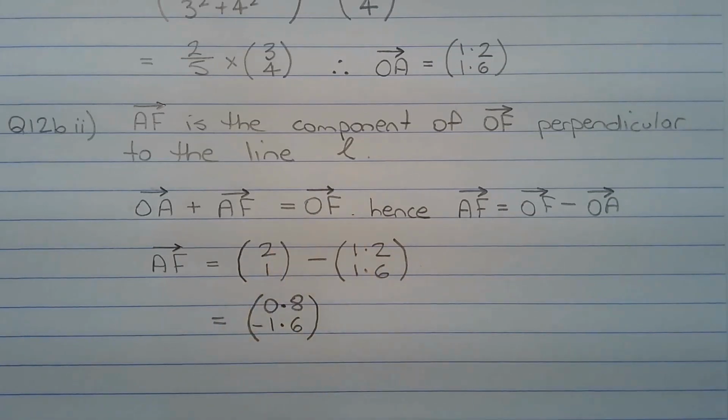Subtracting the relevant components, 2 minus 1.2 is 0.8, and 1 minus 1.6 is equal to negative 0.6. So vector AF is the column vector (0.8, negative 0.6).